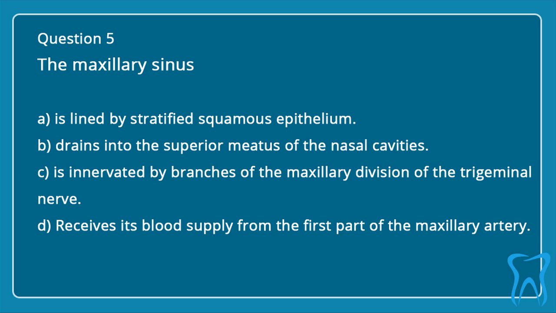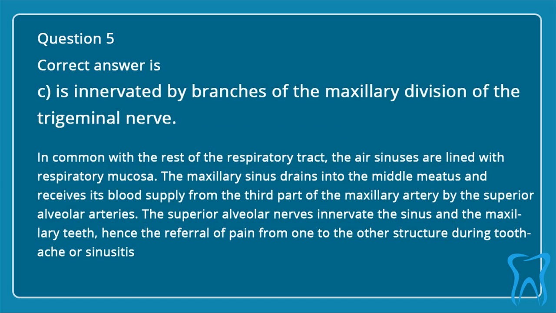Question 5. The maxillary sinus A. is lined by stratified squamous epithelium. B. drains into the superior meatus of the nasal cavities. C. is innervated by branches of the maxillary division of the trigeminal nerve. D. receives its blood supply from the first part of the maxillary artery. Correct answer is C. is innervated by branches of the maxillary division of the trigeminal nerve.